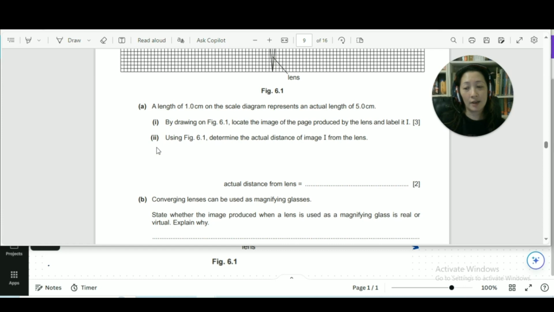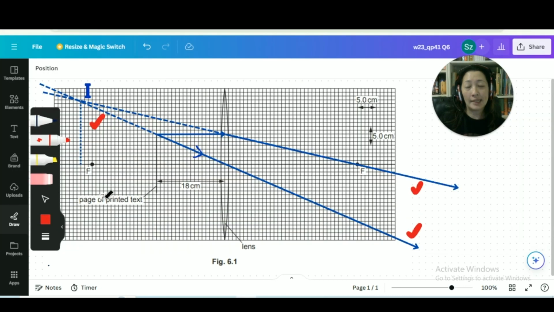For the next question, using figure 6.1, determine the actual distance of image I from the lens. To get the actual distance, you need to use your ruler and measure the image I from the center of the lens. That means the distance from our image to the center of the lens. So I've drawn this on screen, but I can still get the answer because we already know from the scale, every square is 1 cm. So we need to get the distance from the image up to the center of the lens. We can count the number of squares between the image to the center of the lens.